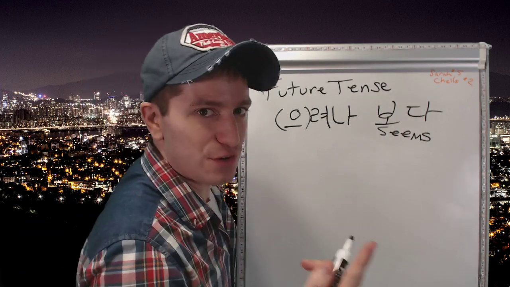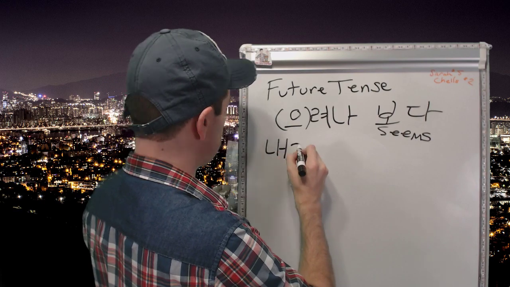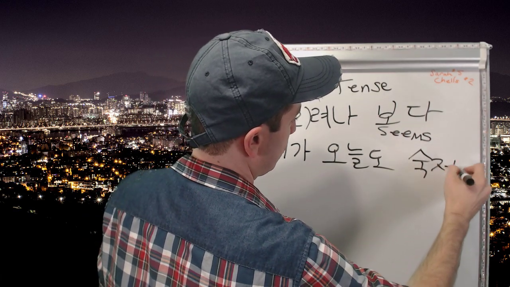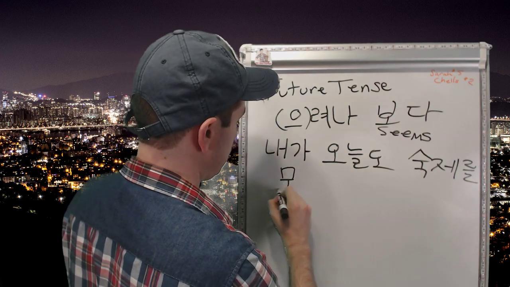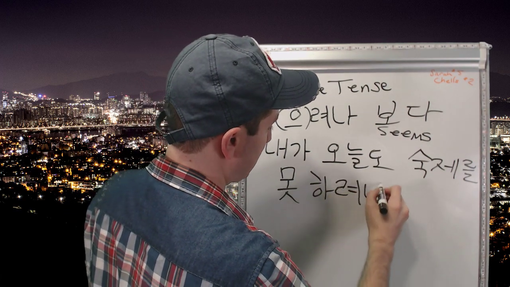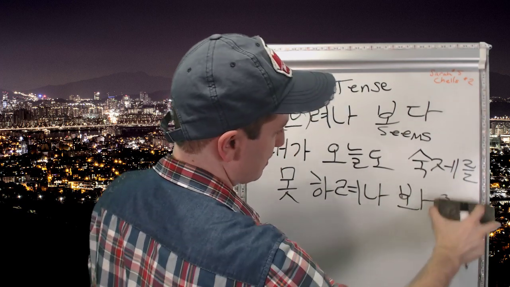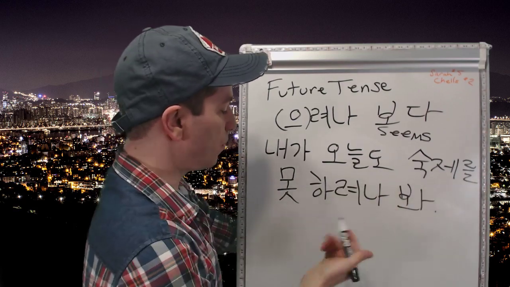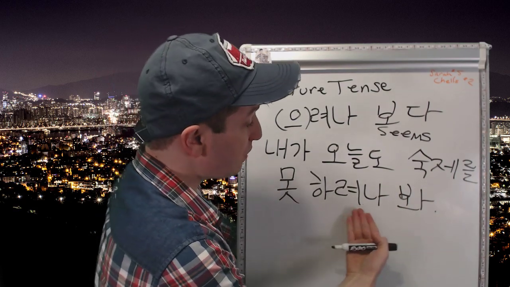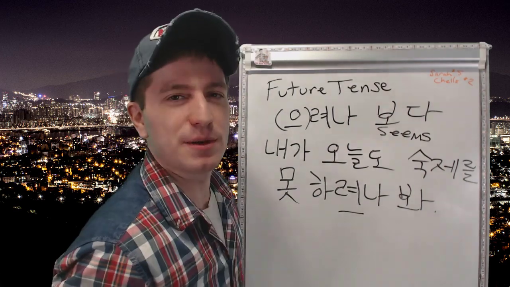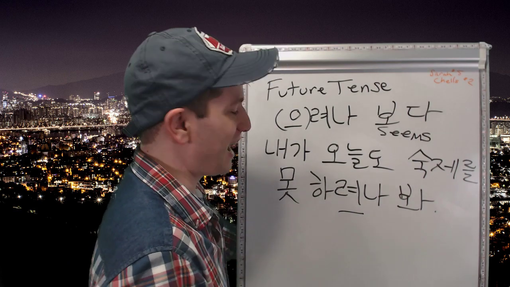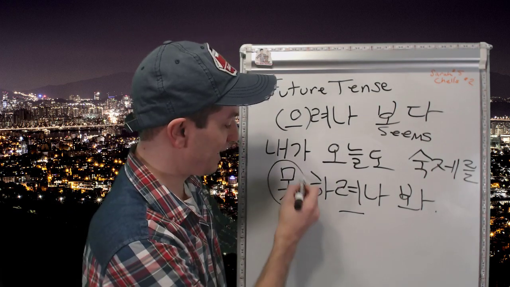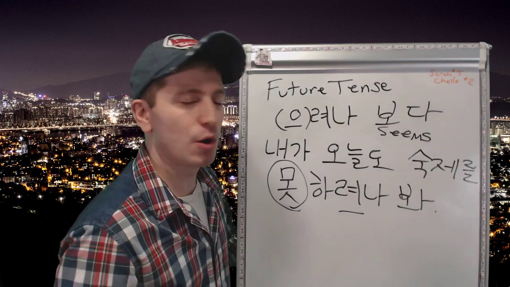So I'm going to give you a sentence first, and then I'll give you one that I want you guys to make. But first, let me just give you one sentence. 내가 오늘도 숙제를 못 하려나 봐요. Let's just do 봐, because it's 내가. 내가 오늘도, today also, 숙제, homework, 못하다, cannot do. 하려나, so will not be able to do. So I don't think I'll be able to do the homework today. Or more literally, I guess I won't be able to do the homework today either. Or it seems like I'm not going to be able to. 못하다, cannot. So it seems like I can't.